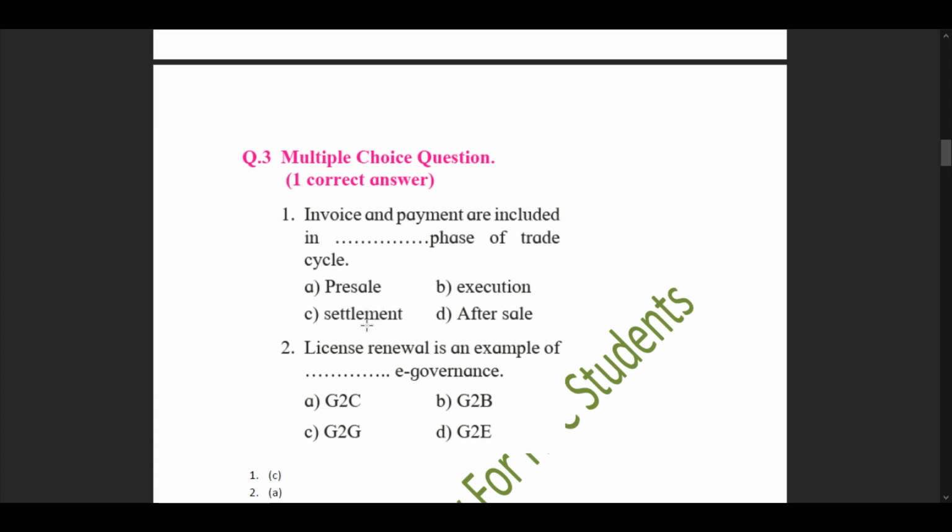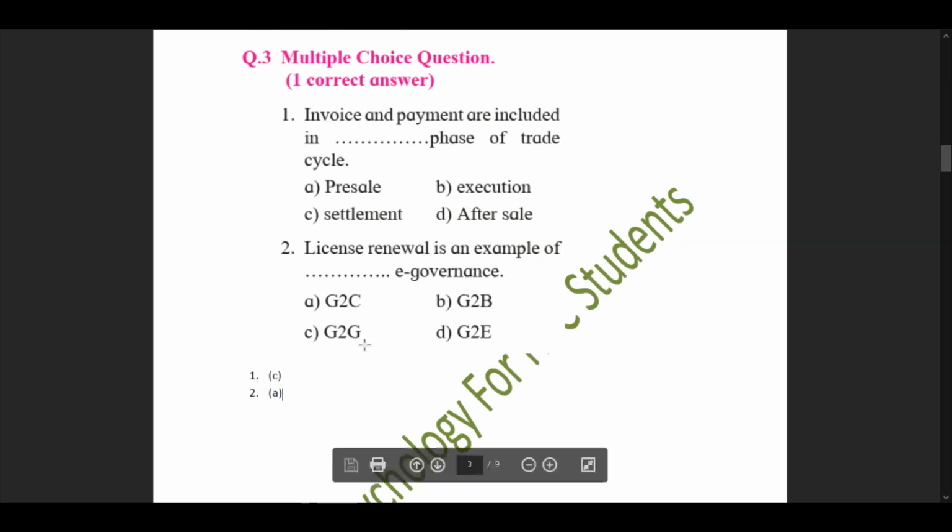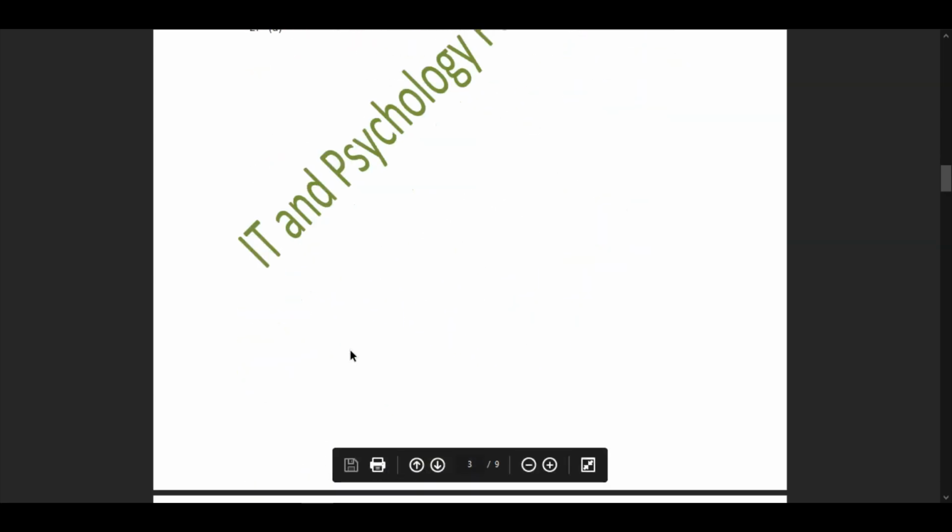Then we move forward to our sub question 2. License renewal is an example of dash E-Governance. So the answer here is option A. License renewal is an example of G to C E-Governance. So I have just listed down the correct options here, C and A for the first and second one. So accordingly we'll move on.